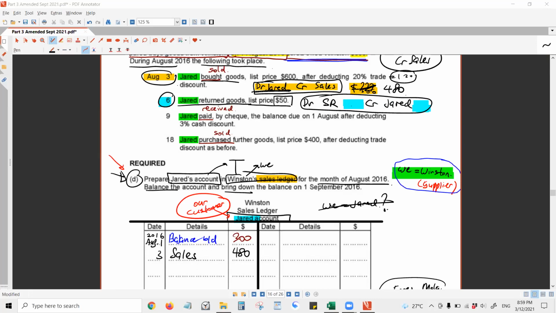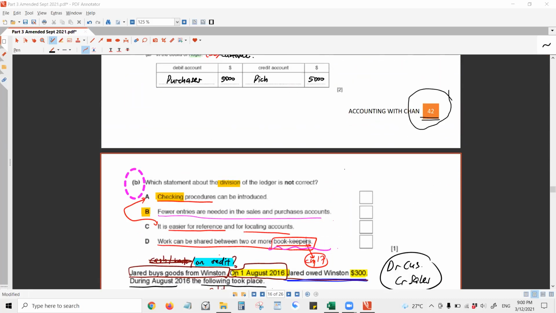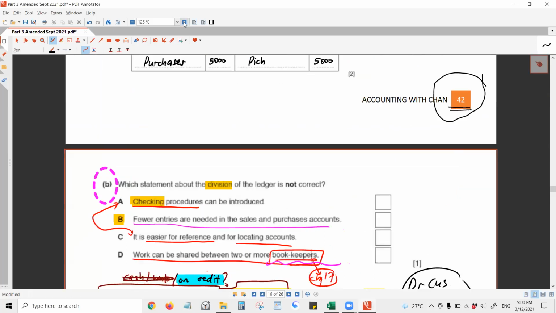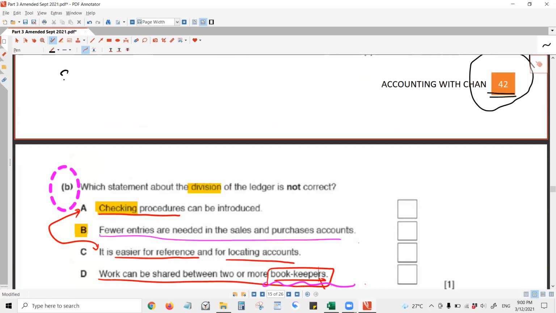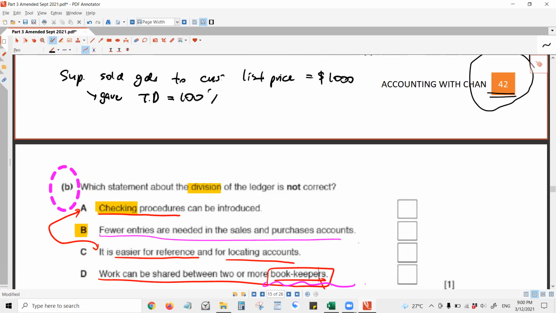A few of you have tried. Let me tell you the correct answer. No, before I tell you, let me give you another story. We keep this question aside. One day, a supplier sold goods to a customer. The list price, meaning the original price of the goods, is 1,000. At the same time, the supplier gave a trade discount of 100%.